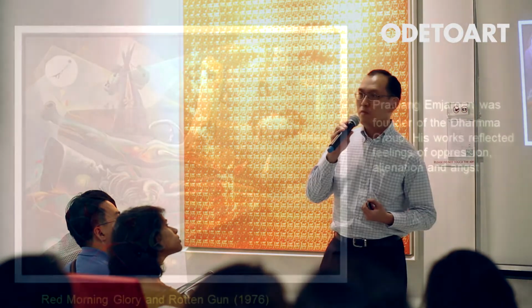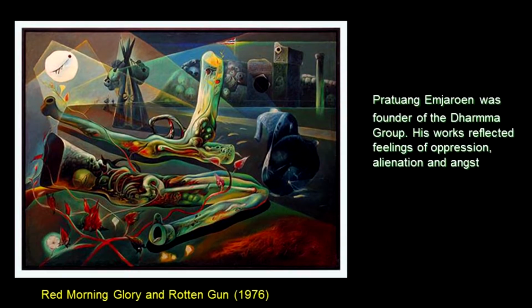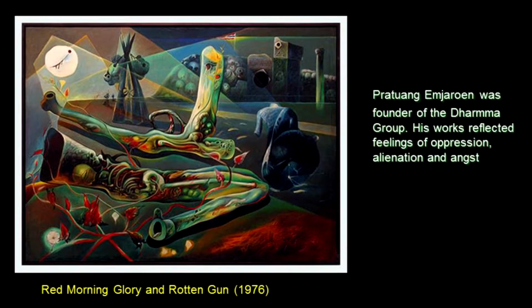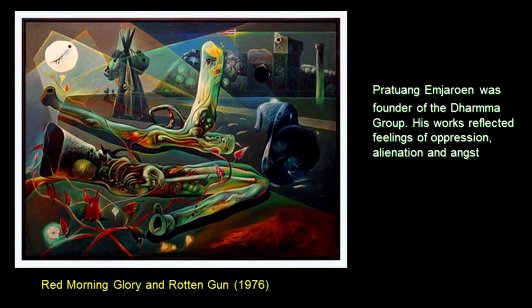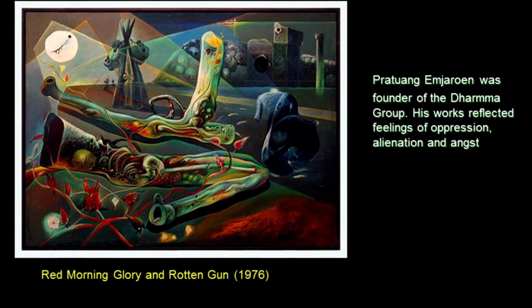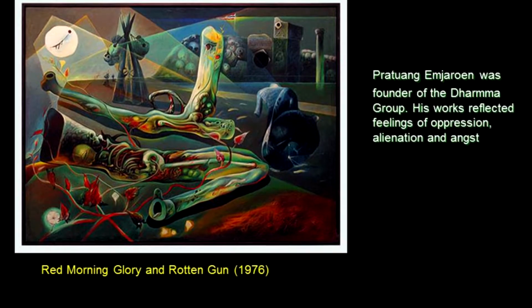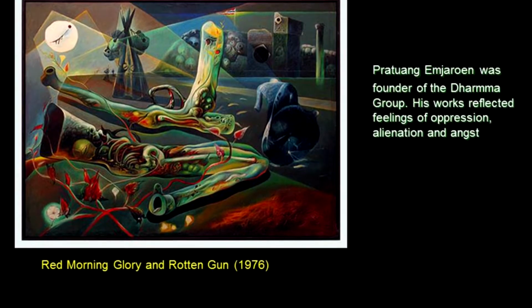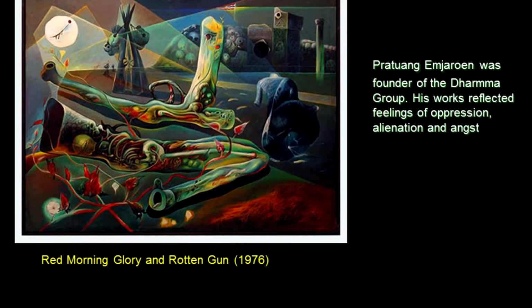This particular work is a painting by Pratwang. Now, Pratwang was a Thai artist who emerged in the 1970s. He was the founder of the Dharma group. The Dharma group of Thai artists sought to synthesize Buddhism with abstract art. But some of them also used art as a form of social political commentary on what's happening in Thailand, on Thai politics.